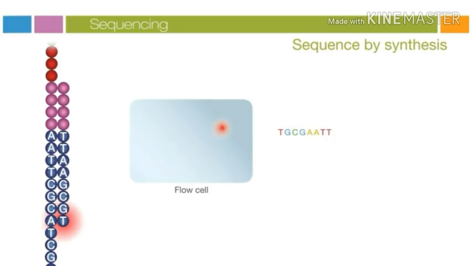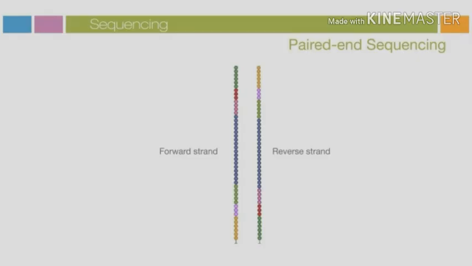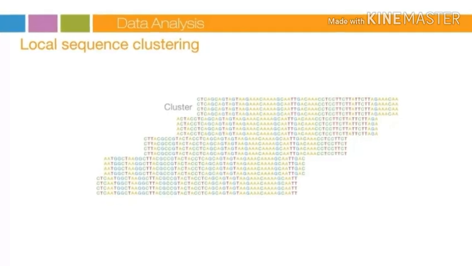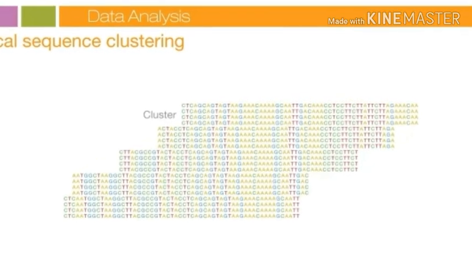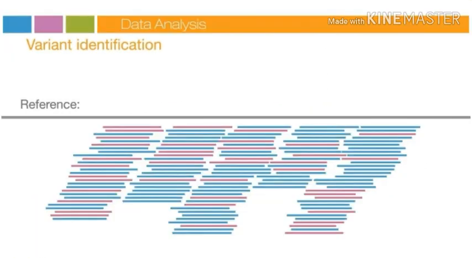Sequencing by synthesis is the strategy followed here for sequencing. After sequencing, the sequences from the cluster library are aligned to the local sequence, and clustering forms contiguous sequences. Then these are again aligned to the reference sequence for variant identification.